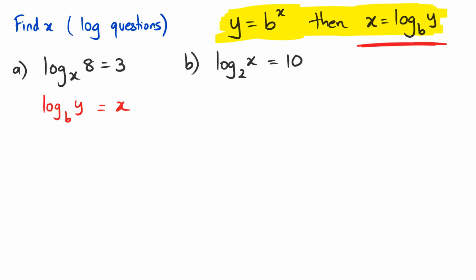Nothing's changed, right? I just copied that formula down as it is. Then I'm going to match up all the letters to whatever is actually available. Unfortunately, in this case, it's written like this: b is equal to x, y is equal to 8, and x equals 3. I know I've chosen x here, that's just how it's going to pop up.